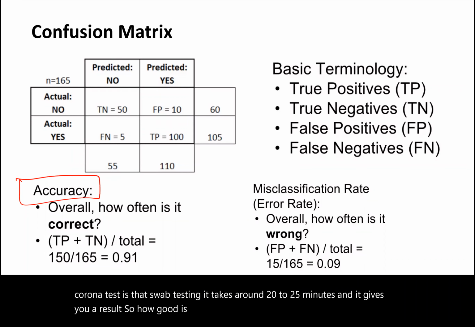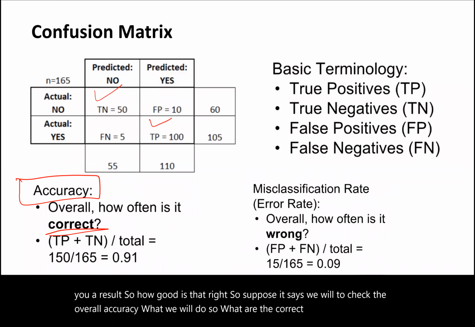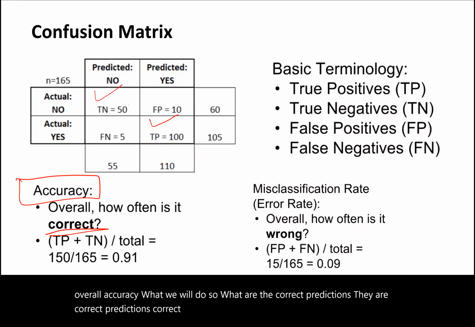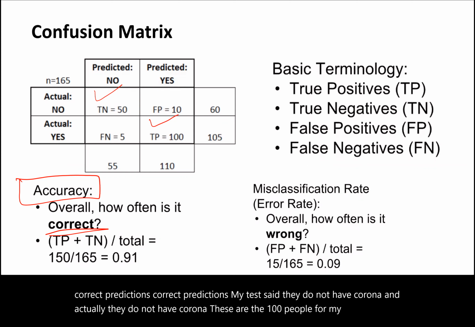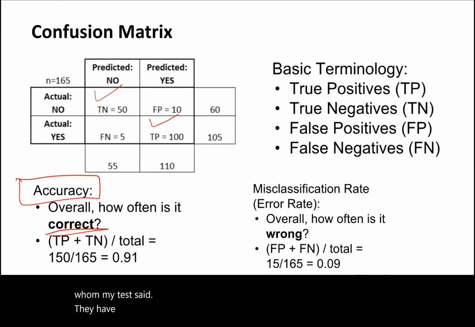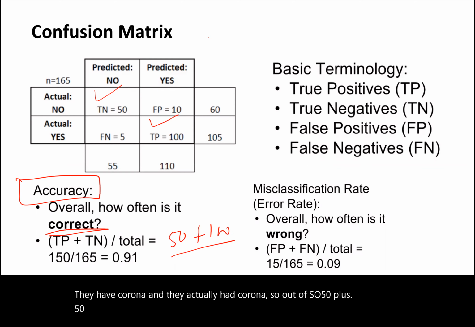To check the overall accuracy, what are the correct predictions? My test said they do not have corona and actually they do not have corona. These are the 100 people for whom my test said they have corona and they actually had corona. So 50 plus 100, out of the total people 165, I get 0.91 as my accuracy.